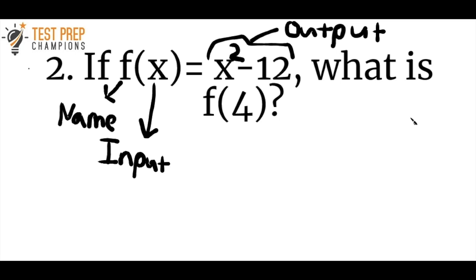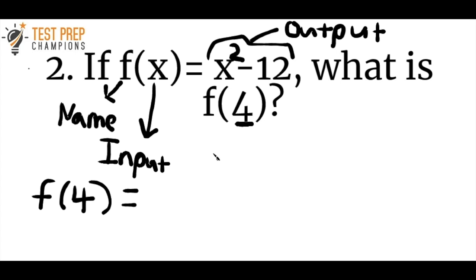So when it says what is f of 4, remember what goes inside of these little parentheses is our input. So 4 is our input. All we're going to do to solve this question is plug 4 in for x here. What do I mean by that? Well, everywhere in our equation where we have an x, we're going to replace it with a 4 here.